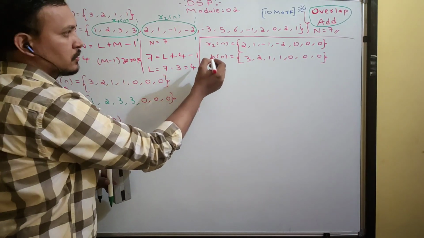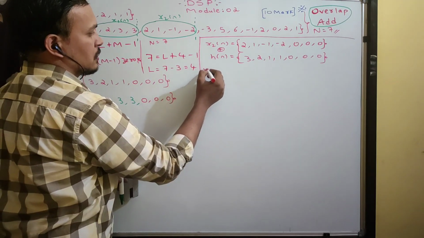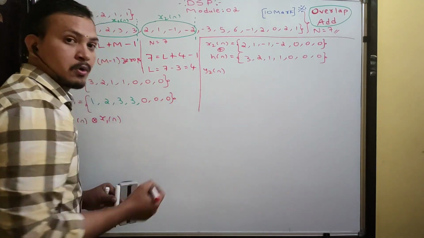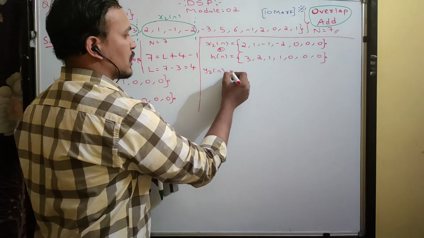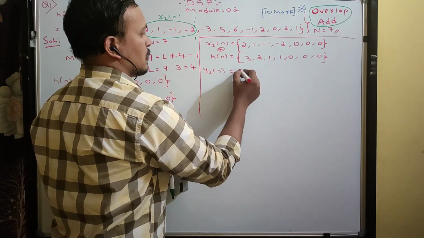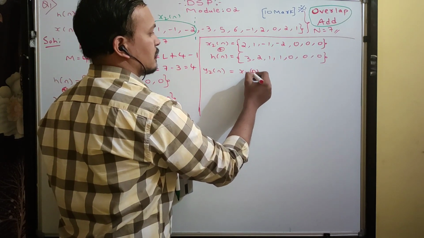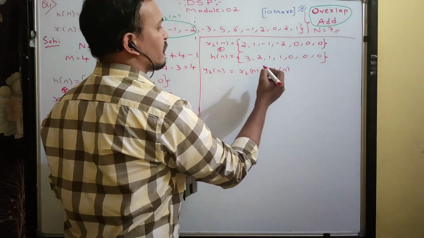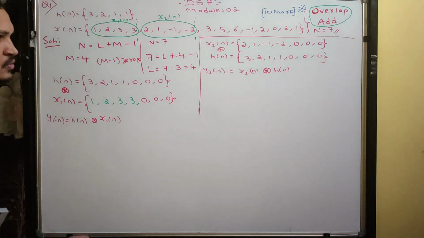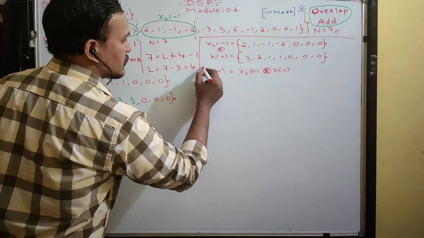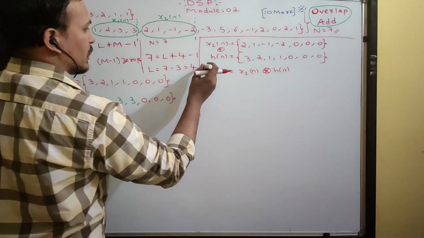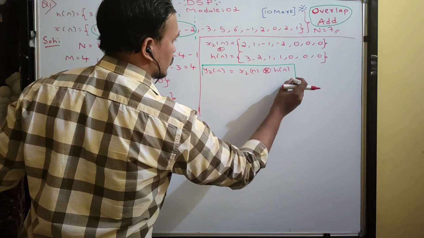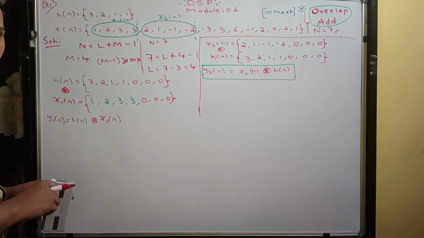Now from this you do the circular convolution. So therefore you will get another output, y2 of n. How to compute y2 of n? x2 of n circular convolution h of n. That is y2 of n. You have to find this output. Okay, next up.